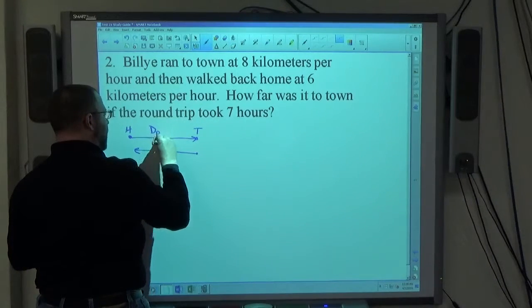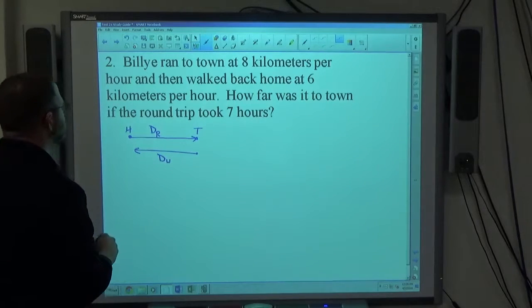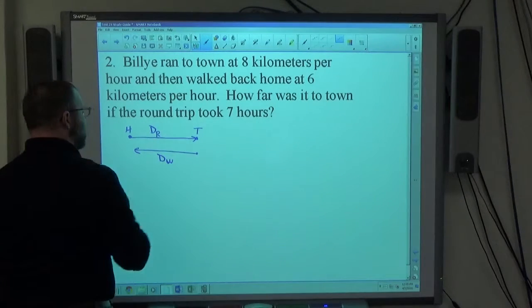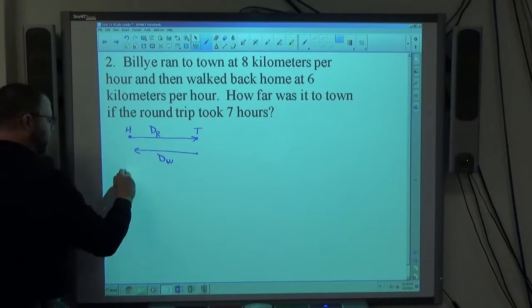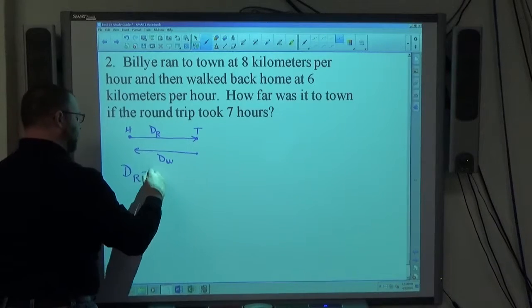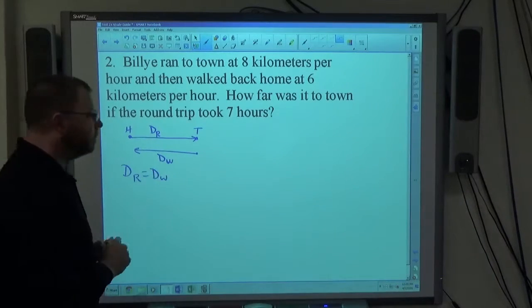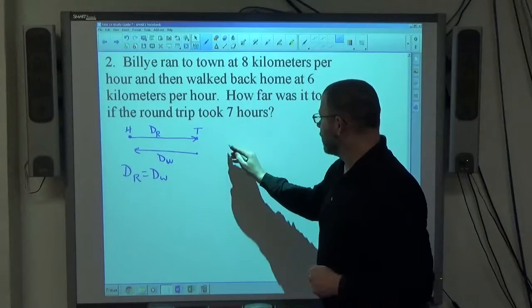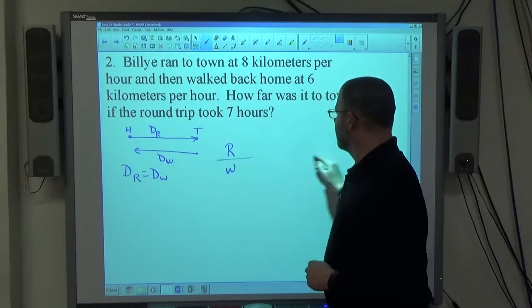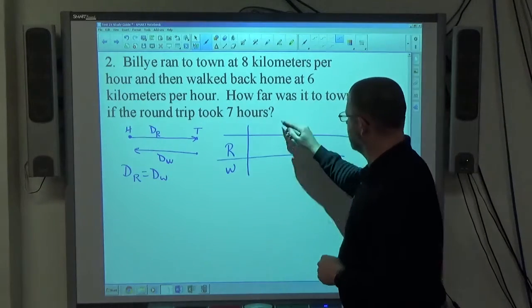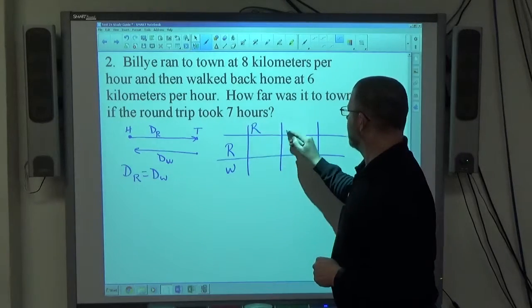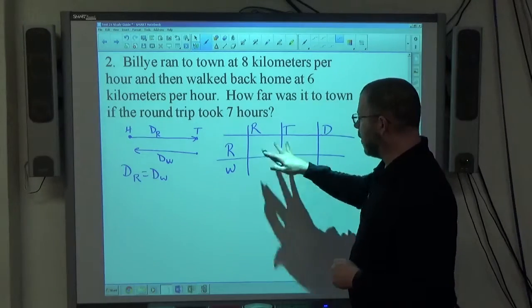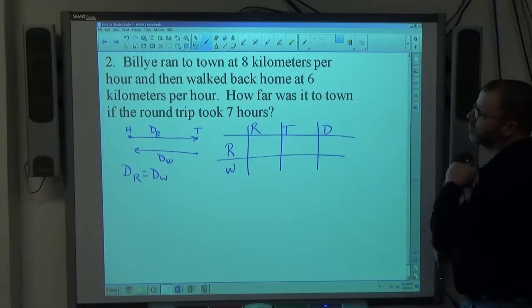So Billy ran to town, walked back. So we can see from the picture the distance running is equal to the distance walking. That's priority one taken care of. My categories I've chosen are running and walking. We've got rate, time, and distance to worry about. I want to worry about rates and times from the picture, or from the problem.